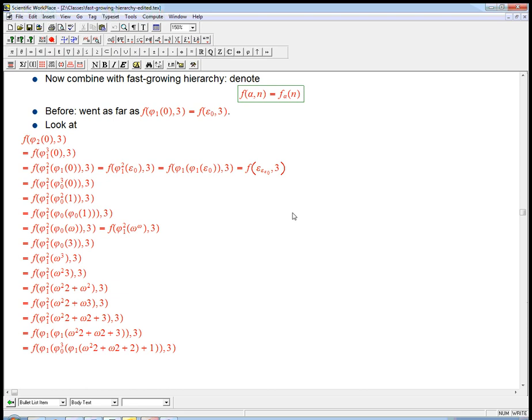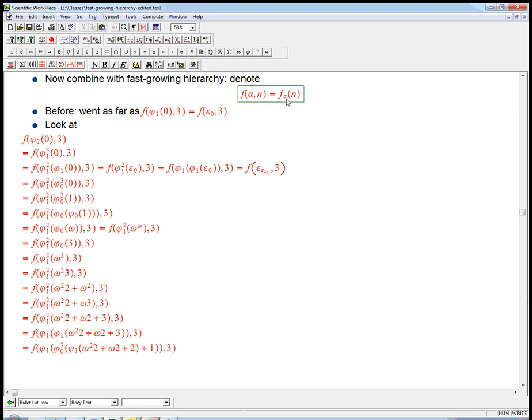So for me, this is the punchline of what we've been doing the last couple of videos. I mean, the Veblen hierarchy is really cool, and it's a very important way to think about relatively large ordinals. But for me, the goal was always to come back to the fast-growing hierarchy and produce new finite numbers. So let's do a notation switch.